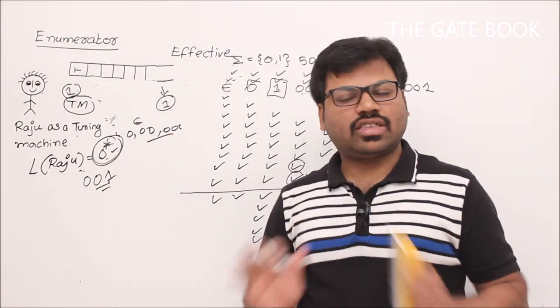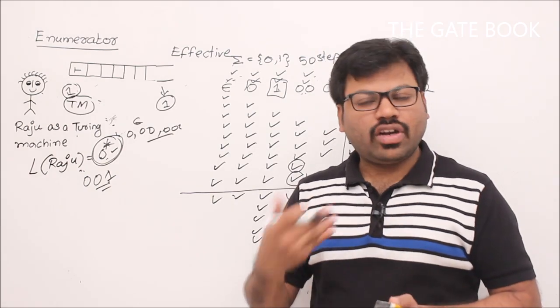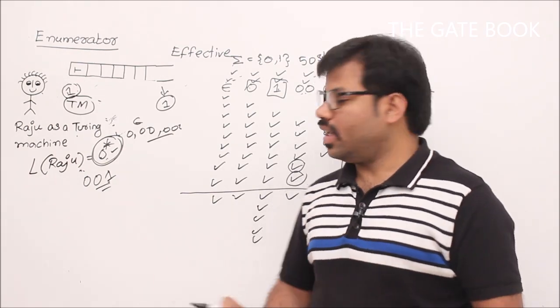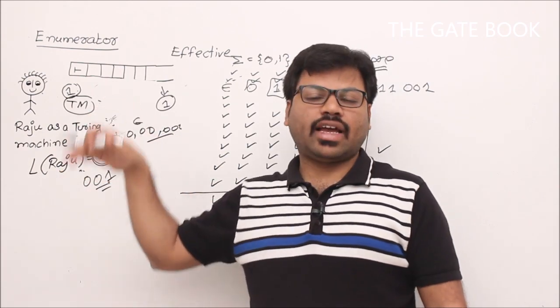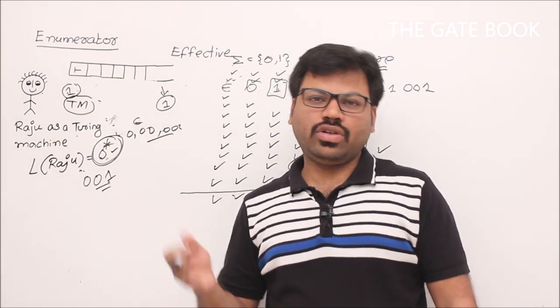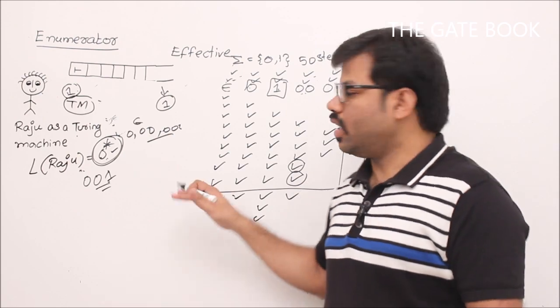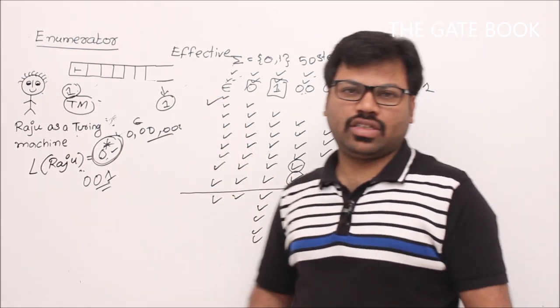But we are not stuck, correct? We are definitely having progress and we are definitely generating the strings which are accepted by Raju's Turing machine. But for other inputs, still we are looping. That's why this is called effective enumeration, right?